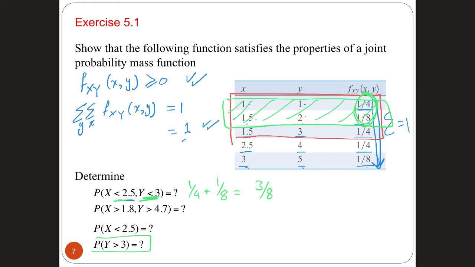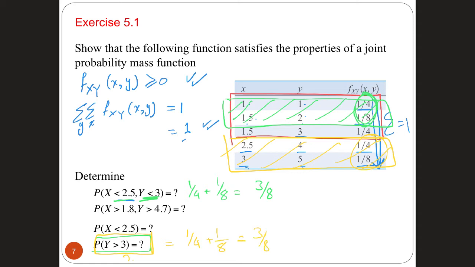So when we say y is greater than 3, I'm going to do it with a different color, right? So let's go. Y is greater than 3 means we are dealing with this part. Any specifications on x? No. Then that's it. So the probability that y is greater than 3 is this whole region, regardless of what's the value of x, okay? So that means this is equal to 1/4 plus 1/8, which is 3/8.